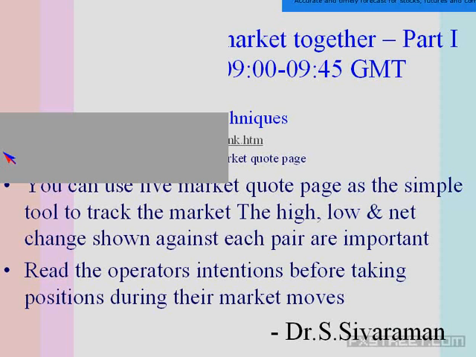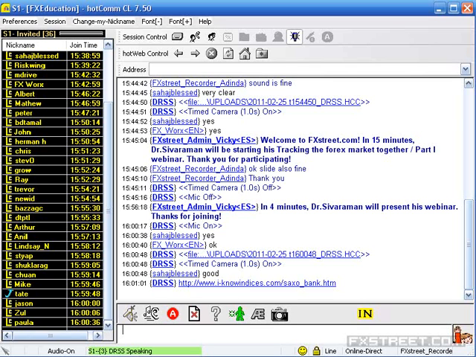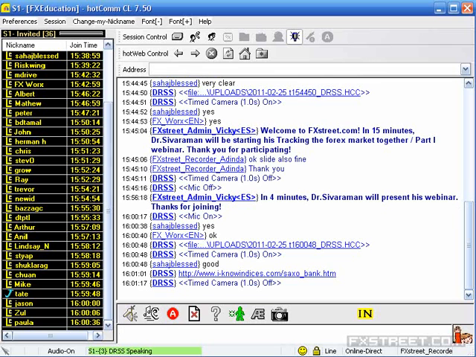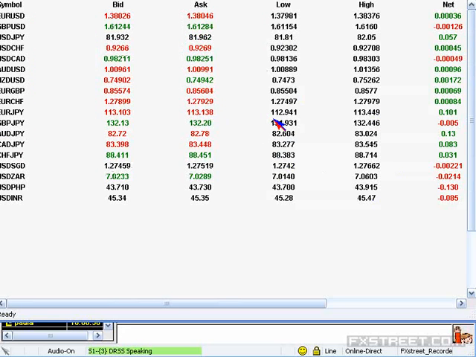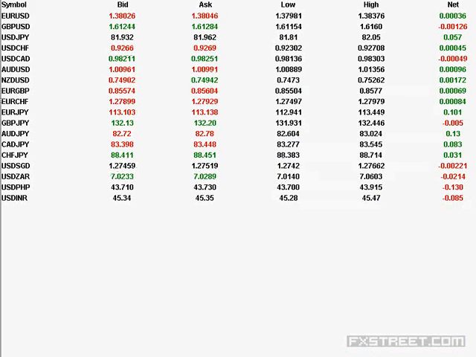So let me give the link for the same. You can save it in a favorite of your Internet Explorer, and you can use it to track the market live using the live market quote page. Now I have fixed the camera over the live market quote page.